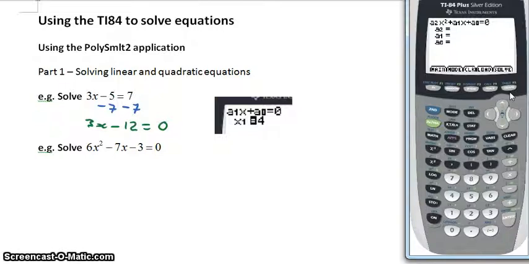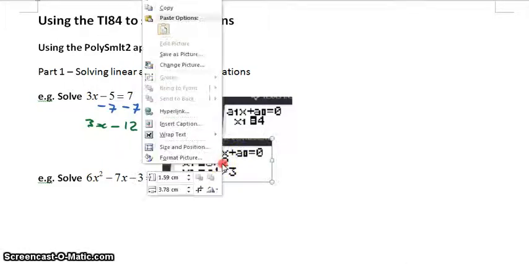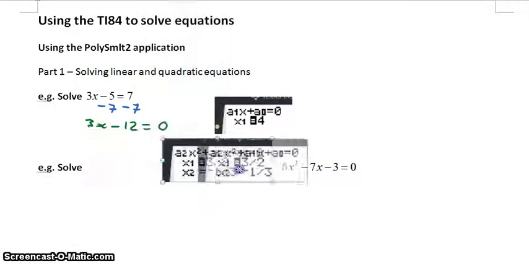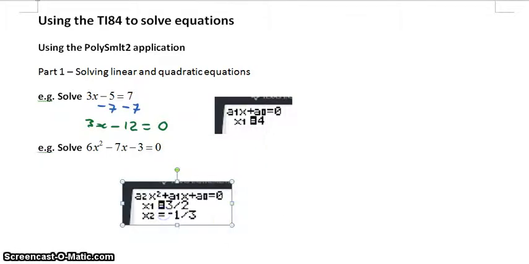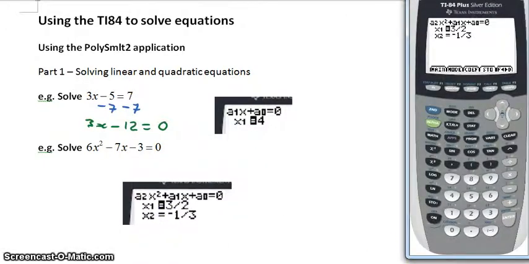Don't worry too much about the notation there. A2 is simply the number in front of x squared, which is 6, and then enter. A1 is the number in front of x, which is negative 7. Press enter. And then A0 is the constant term, the number on the end, which is negative 3. And then solve, so press graph. And this time you get 2 answers because it's a quadratic. So we end up with 2 possible solutions there. And there we have it. That's it, it's as simple as that. Done.